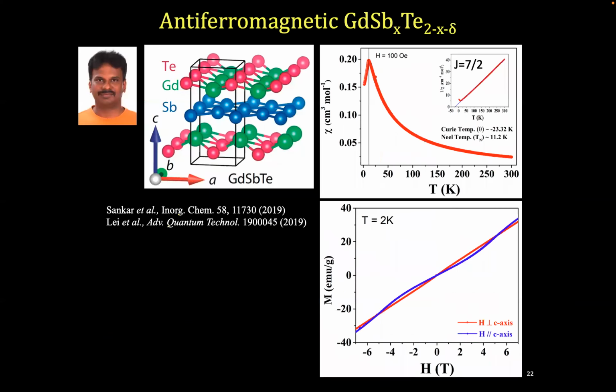So in our case, we want to be able to access this magnetic transition a little bit easier. So we choose gadolinium antimony telluride with the same structure, but it has a slightly higher Néel temperature, an antiferromagnetic transition around 10 Kelvin. Okay. So these are the material system that we choose.